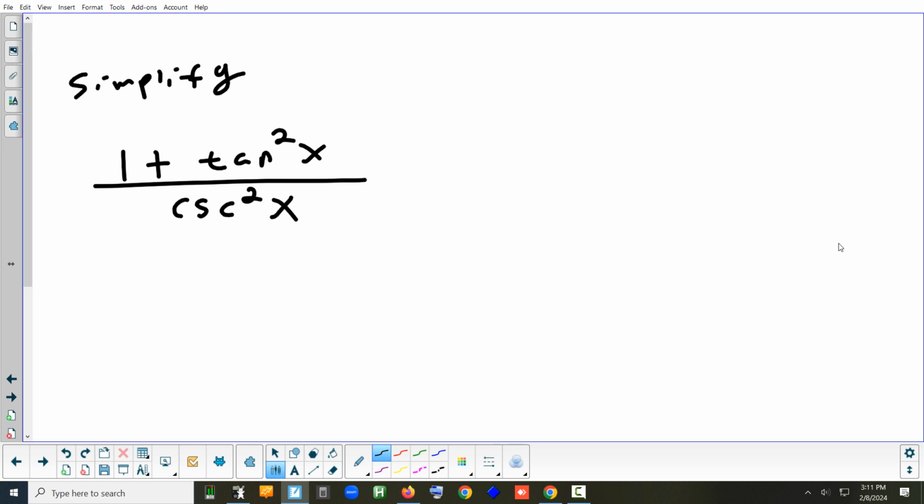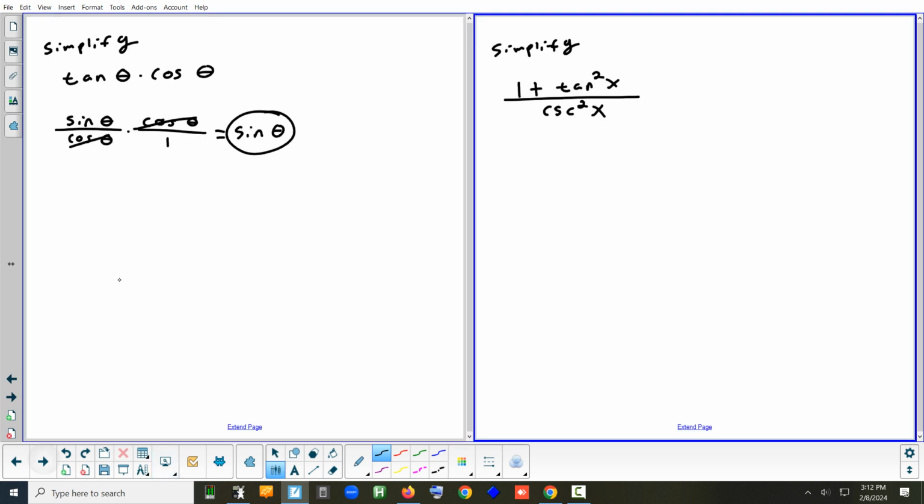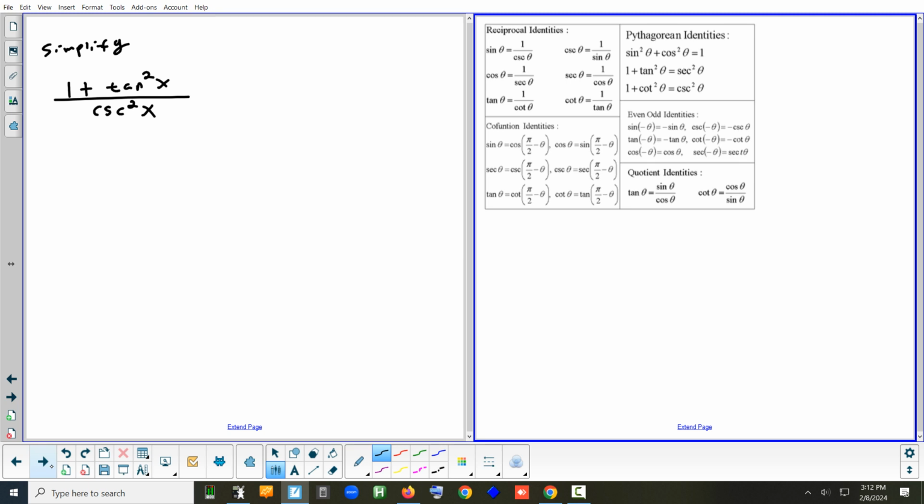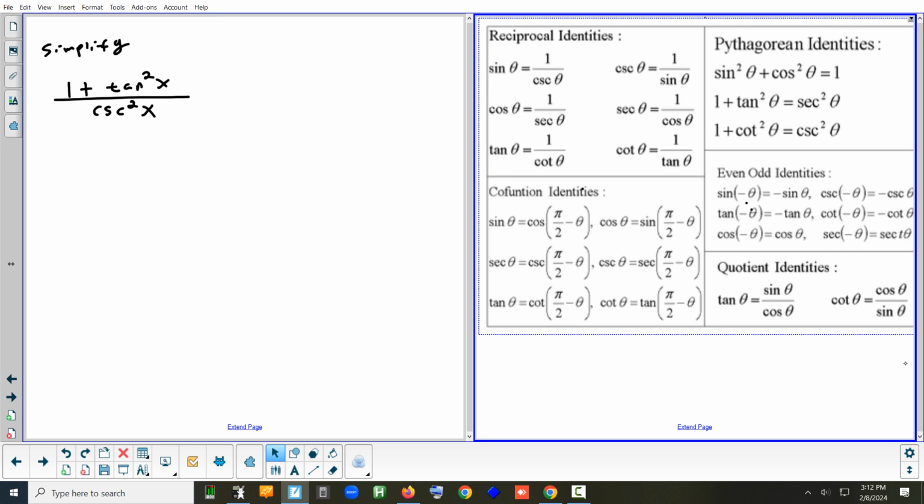Do we notice anything else there, looking at what we have? Something squared. How about the top? The top is an identity. If you look at identities, there's even more identities here than what we did in class. But look for 1 plus tangent squared. What does it say over here? Secant squared. 1 plus tangent squared is secant squared. So let's try that right away and just see what happens.